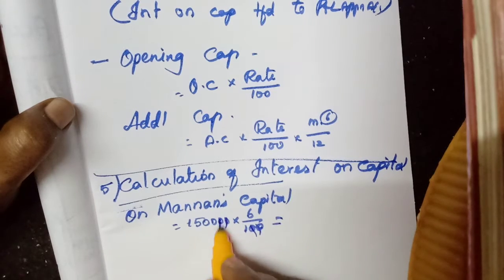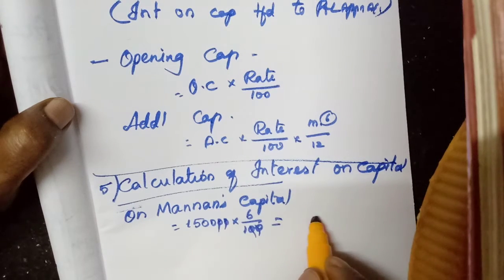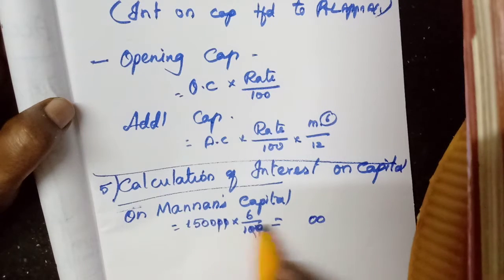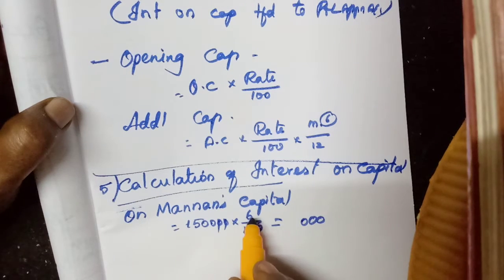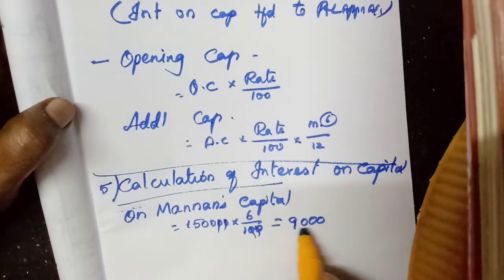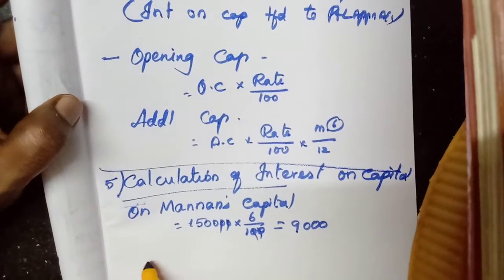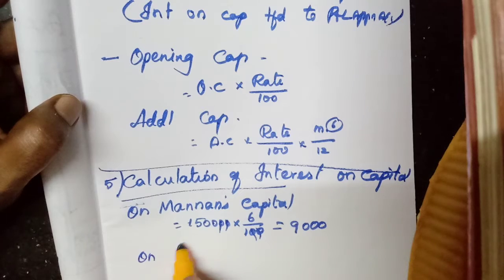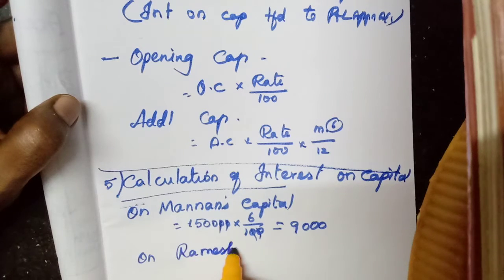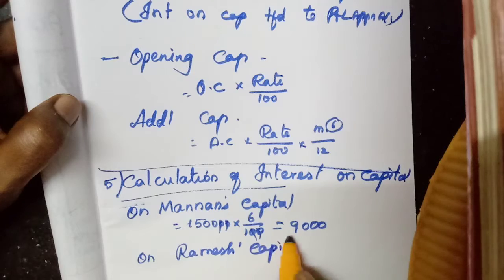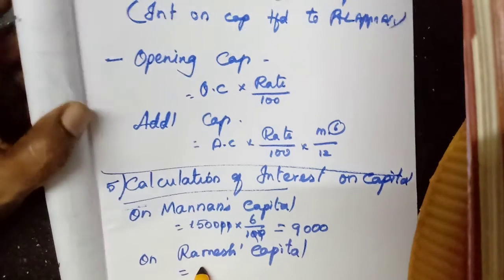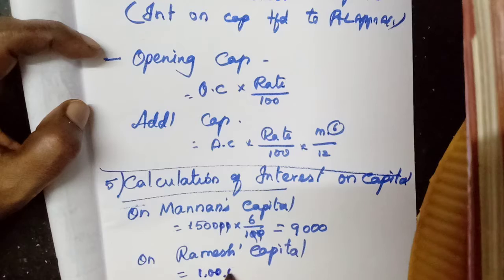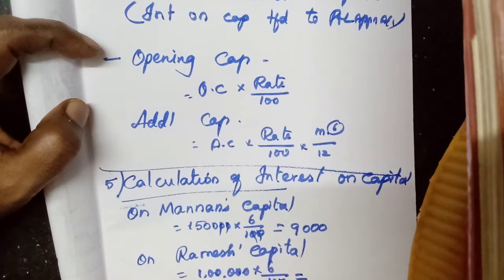Here 2 zeros cut, here 2 zeros. How many zeros are available? 2. 5 6s are 30. Balance 3. 1 6 is 6. 6 plus 3, 9. Okay, then on Ramesh's capital. Ramesh's capital 1 lakh into 6 by 100. 0 0 0 0. So 6 into 1000, 6,000.